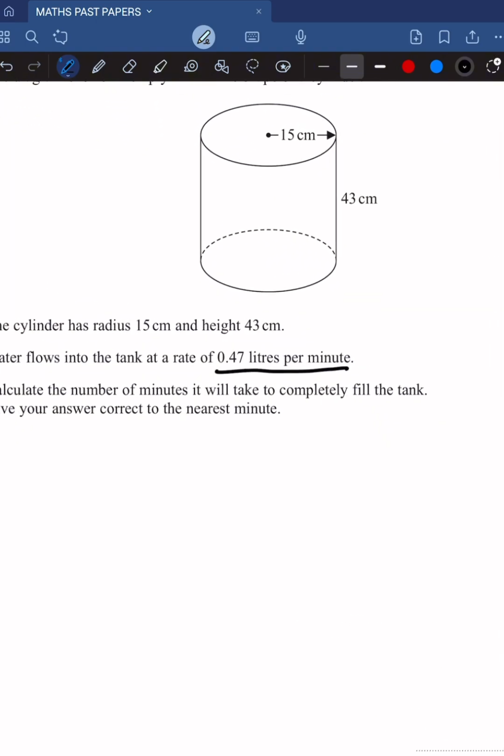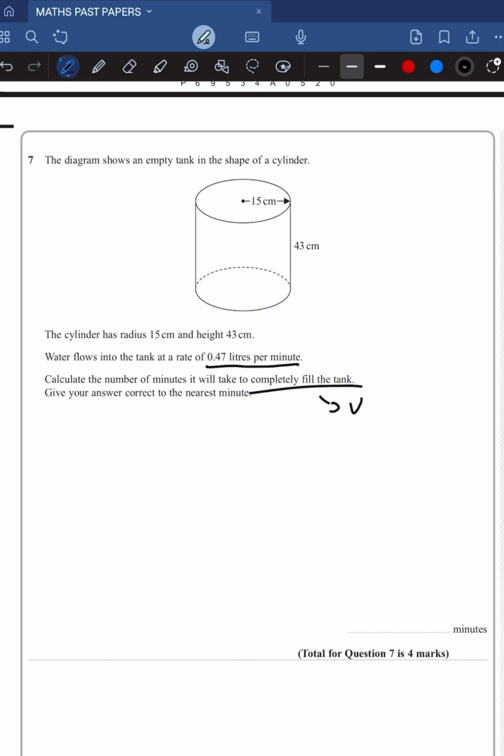Well, when we're talking about completely filling the tank, we're talking about volume. Now, the formula for the volume of a cylinder is pi r squared h. It is pi times 15 squared times 43. Put that in the calculator, what do we get? 43 times 15 squared times pi. That gives us 9675 pi.